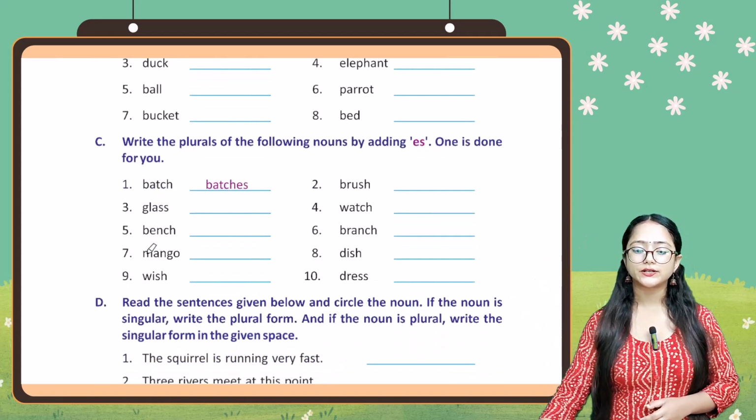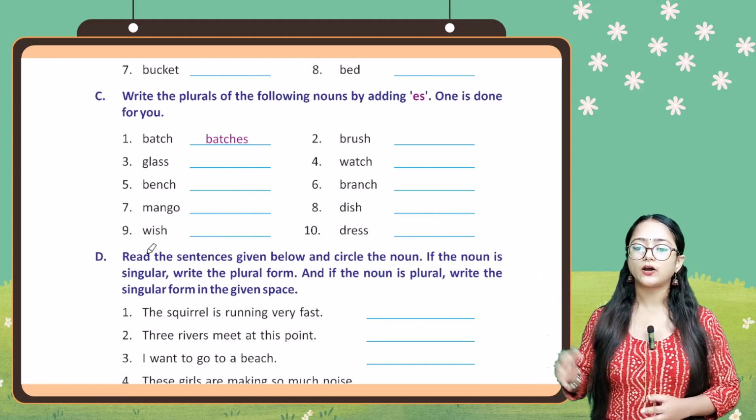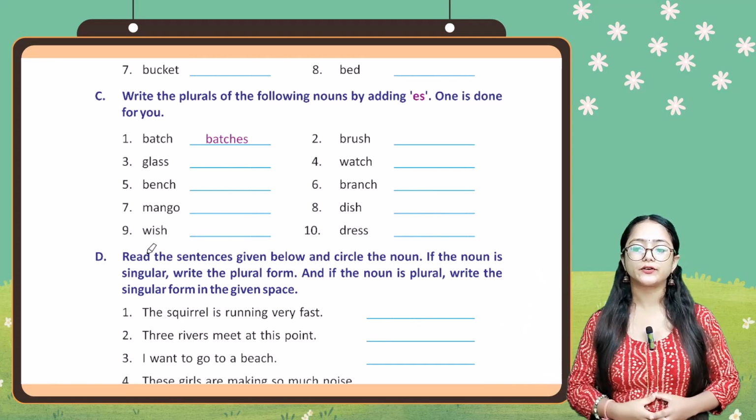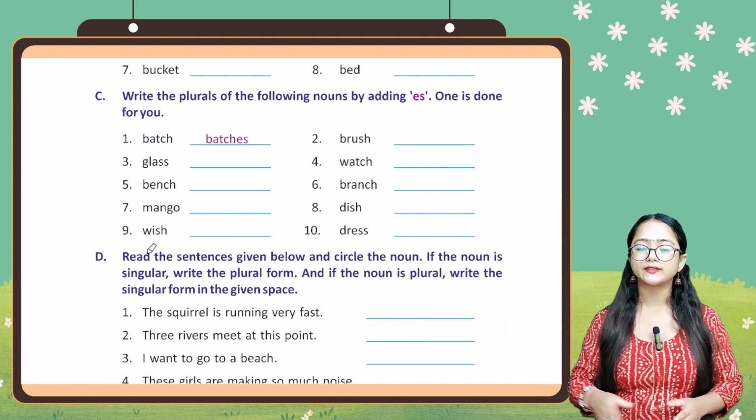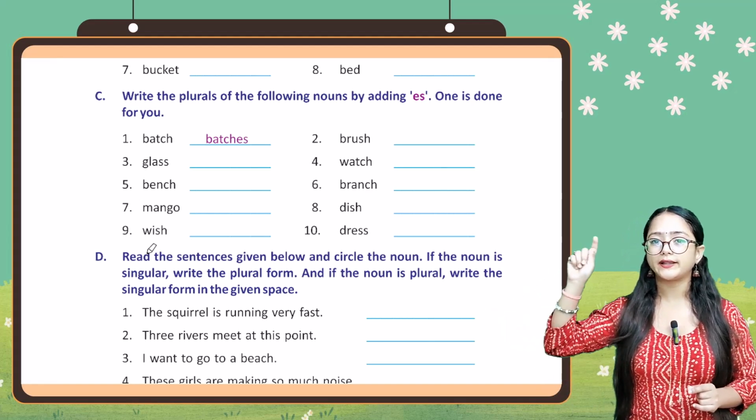Now the next question is, write the plural of the following noun by adding ES. One is already done for you. Batch, batches. Glass, glasses. Like this you have to write down the plural form by adding ES.